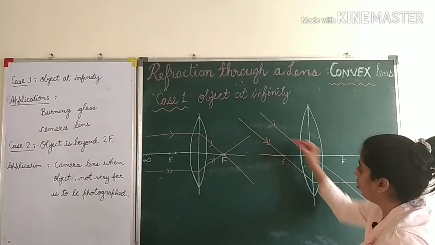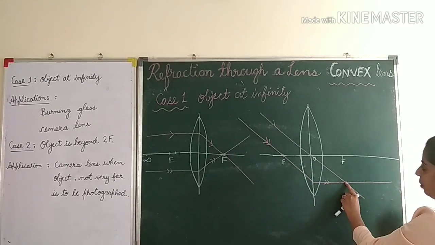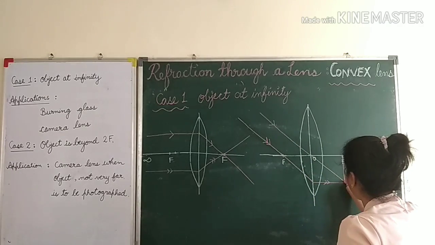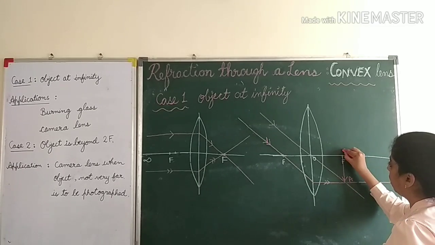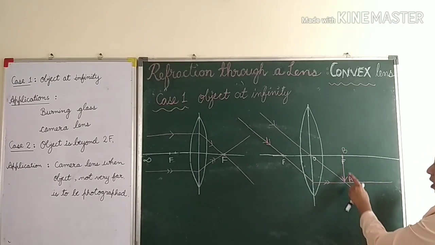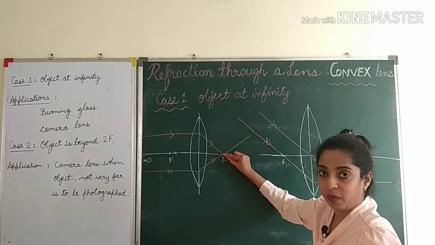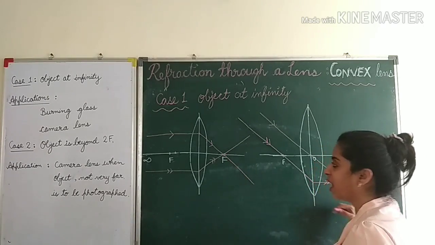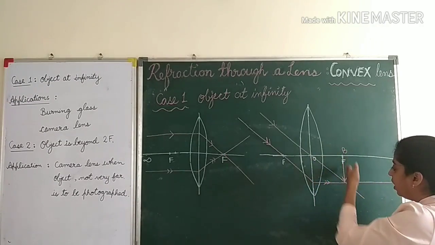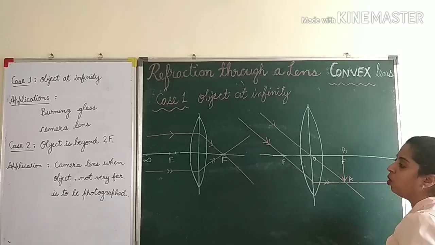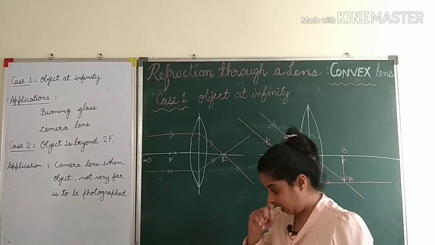So here you note that the first one and the second one will meet here. If I join this to the principal axis, see, the image is formed at F. And here also there is a point image which is formed at F. So in both cases, the image is formed at F. Here it is F, and we say it is at the focal plane. So both the images are smaller than the object. How can we say it is smaller?